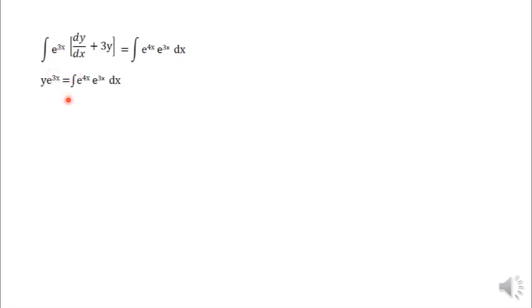Now we have y e raised to the power of 3x equals integral of what? e raised to the power of 7x. Where do we get the 7x? Through indices, after we add the powers once the base is the same. Now we simplify our expression further. After integrating this, we get e to the 7x over 7, plus the constant of integration. Now we can simplify y further to get the full value of y. After we divide through by e raised to the power of 3x, we get y equal to e raised to the power of 4x divided by 7, plus c, the constant of integration, times e raised to the power of minus 3x, and which is the answer.